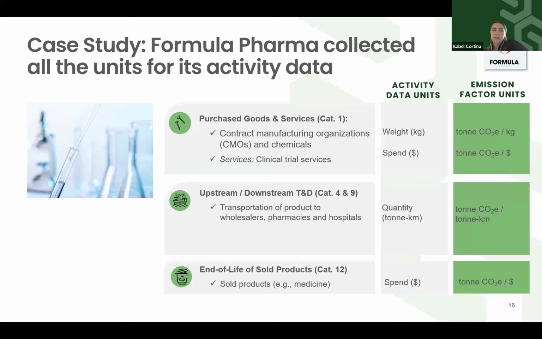As a reminder, if you cannot find an exact match for the units your activity data comes in with the units that the emission factor comes in, you may need to do some unit conversions and some multiplication and division to make sure that when you are applying emission factors, the activity data units and the emission factor units completely match. This will ensure that you have accurate calculations and that you're not overestimating or underestimating your emissions.